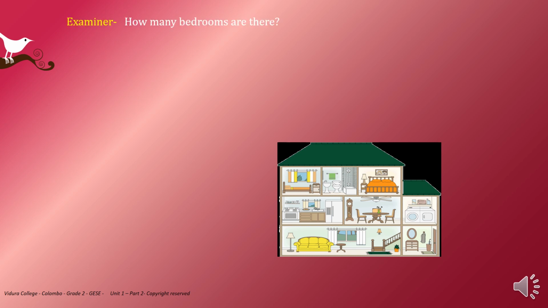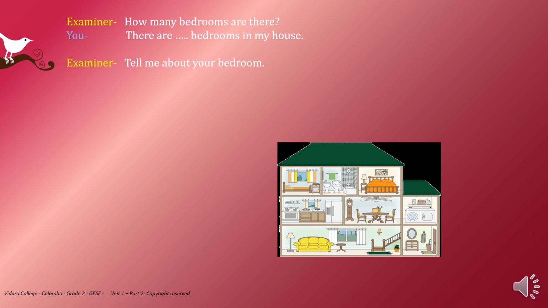Now, then the examiner will ask you, how many bedrooms are there? Then how are you going to give the answer? Remember how many bedrooms there are in your house and then tell, there are blank bedrooms in my house. Imagine you have 2 bedrooms, then you can tell, there are 2 bedrooms in my house. Okay.